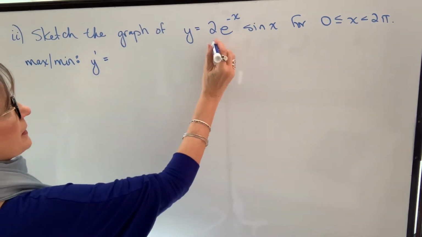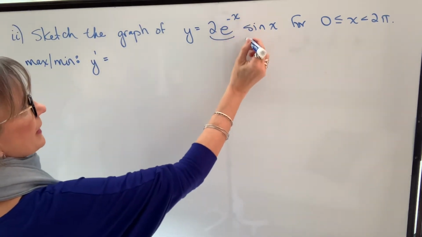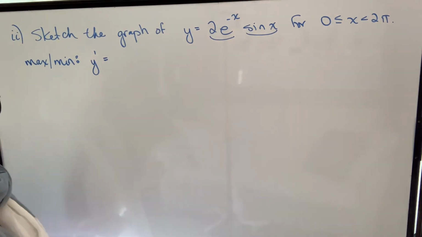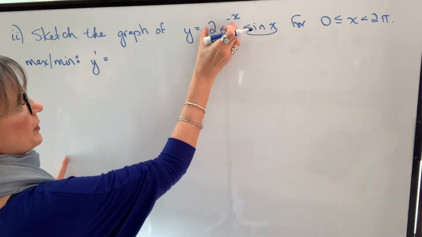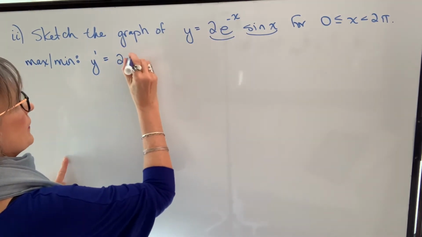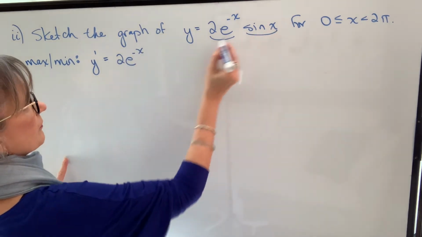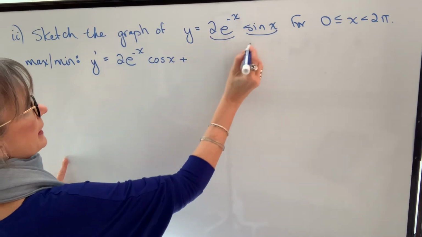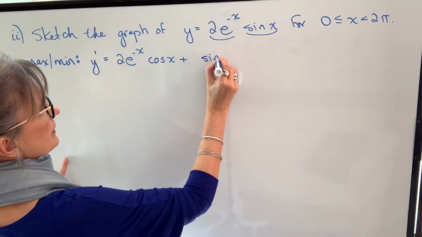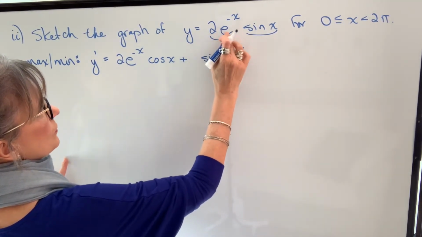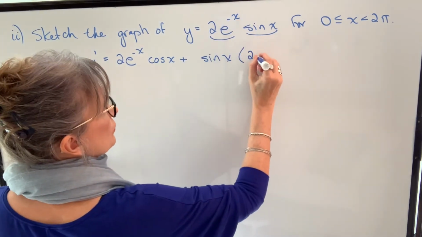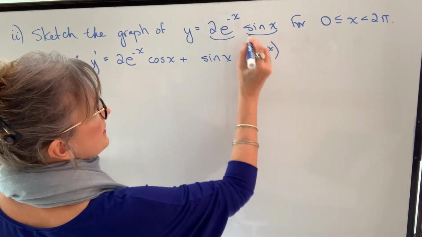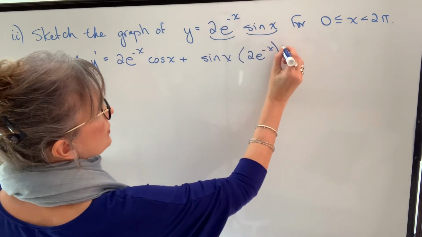This is a product, 2e to the negative x times sine of x, so I need to use my product rule, which says the derivative will be this function, 2e to the negative x, times the derivative of sine of x, which is cos of x, plus, now this function, sine of x, times the derivative of 2e to the negative x, which will be 2e to the negative x, times the derivative of negative x, which is negative 1.